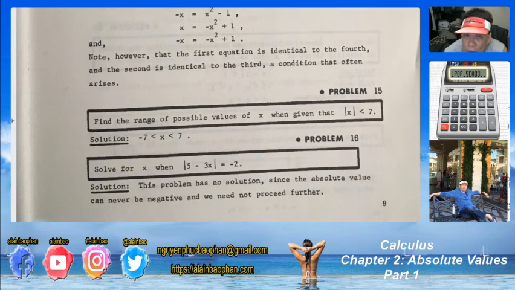Solve for x when the absolute value of 5 minus 3x equals minus 2. The first one is to find the range of positive values of x given absolute value of x less than 7. That one is an inequality, but the second one is an equation, a one-variable equation with absolute value involved. So you guys can go ahead and take a real look and solve it at home.